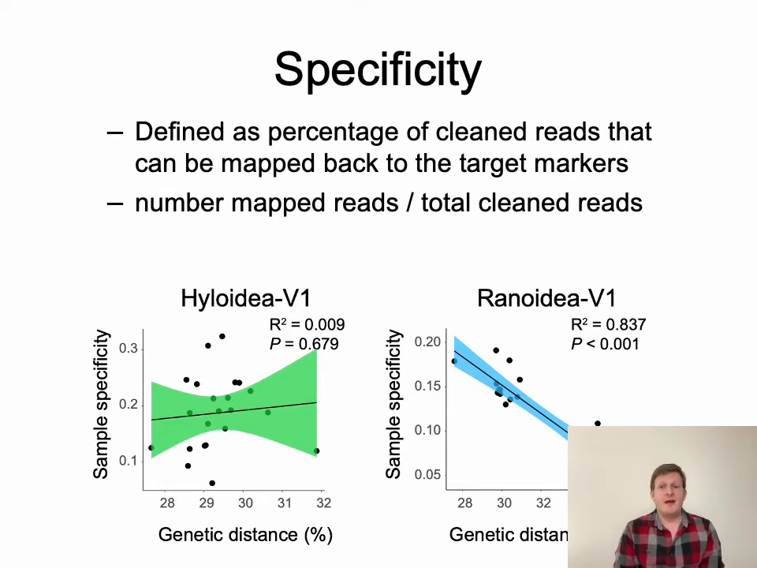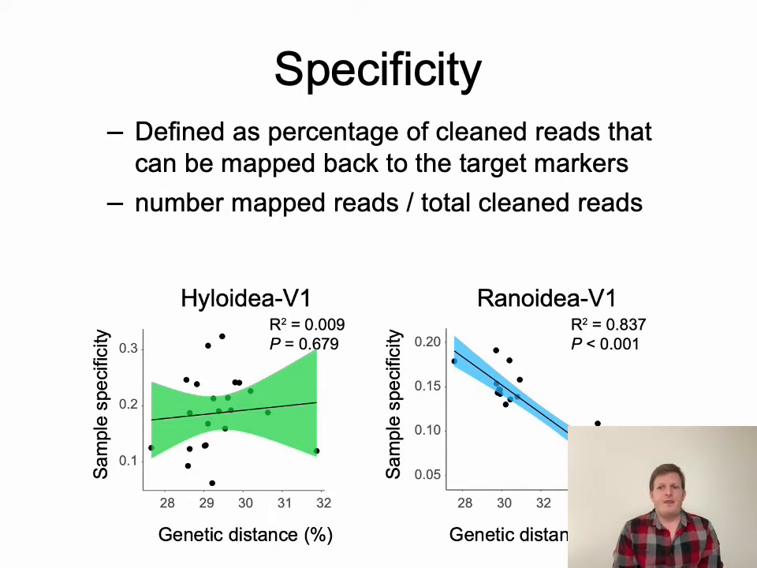Secondly, we assessed capture success using specificity, which is defined as the percentage of cleaned reads that can be mapped back to the target markers. Higher numbers of mapped reads suggest that the target probes were specific enough to capture only the targets and not other loci accidentally, and that they also are capturing loci instead of nothing. And again, the consensus-based Hyloidea version 1 is shown on the left in green, and genome-based Ranoidea version 1 on the right, with genetic distance on the x-axis and sample specificity on the y-axis.